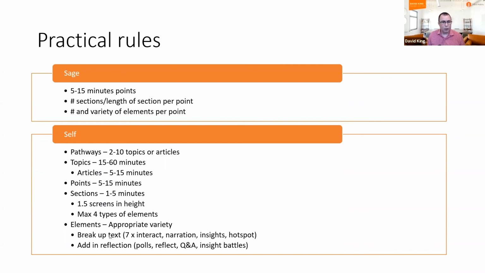So in Tribal Habits, you can break up your text. We have 7 different interaction layouts, narration, insights, and hotspots, which will all break your text up. And then you add in some sort of reflection, looking for a reflective opportunity on each point, some combination of polls, reflections, Q&A, or insight batters. Throwing those in, and it's actually pretty easy to get a score fairly high on these things and build out that domain load and improve the ability for your learners to analyze what you're saying and retain it.